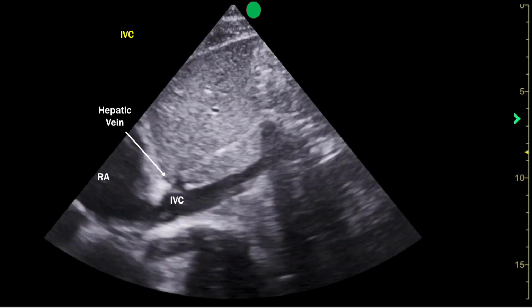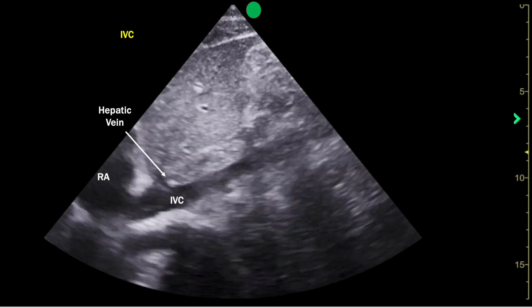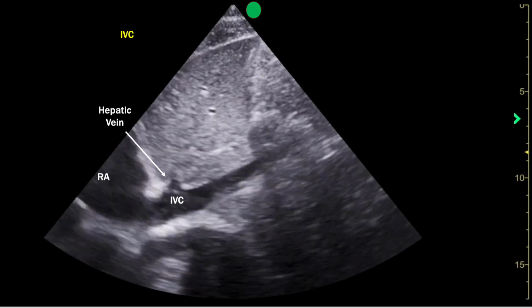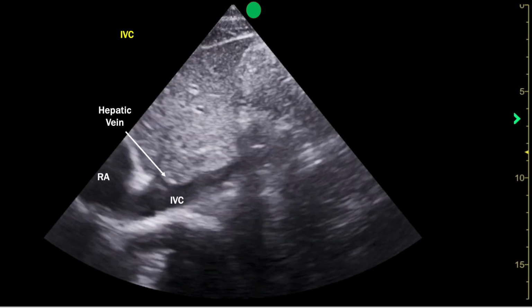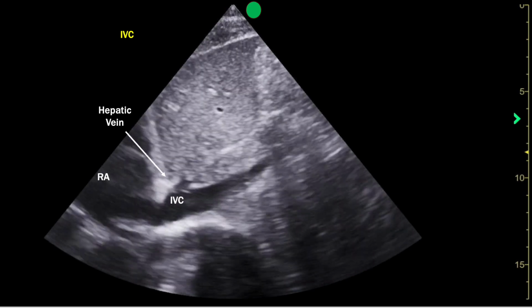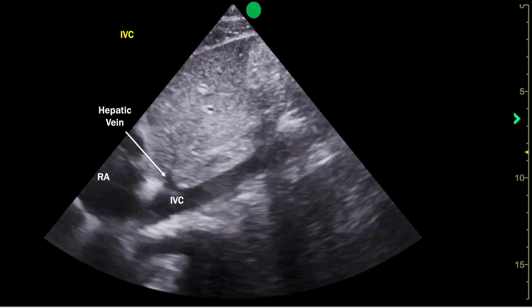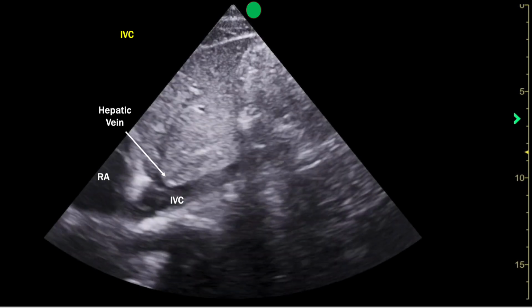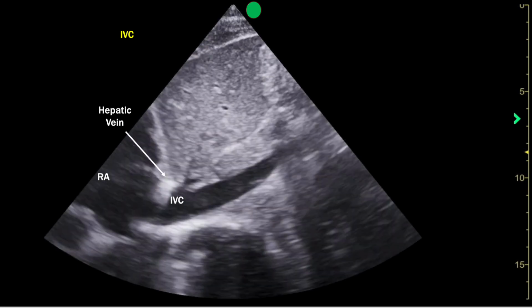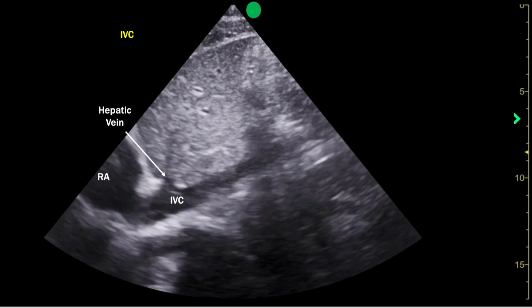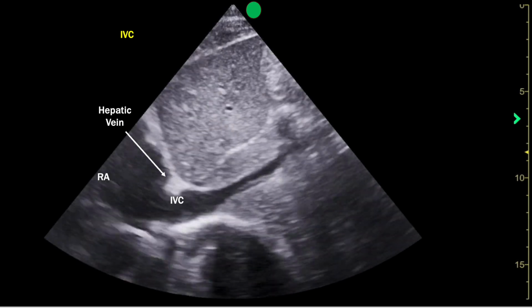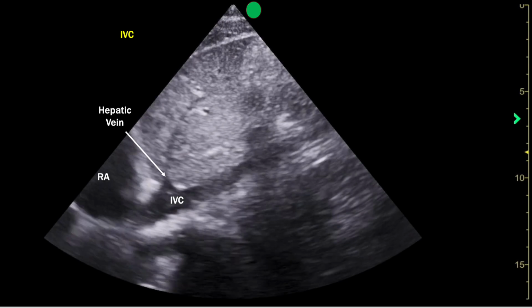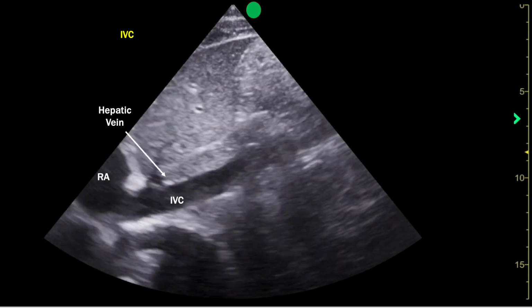So I wanted to bring up the point of being careful not to confuse the aorta and the IVC in this view. If you were to slightly sweep towards the left side of the patient, you can easily visualize the aorta entering the thoracic compartment. There are a few features that could be helpful and could be utilized to confirm that you're actually looking at the inferior vena cava instead of the aorta.